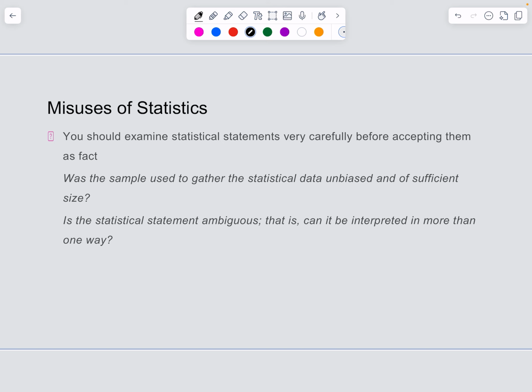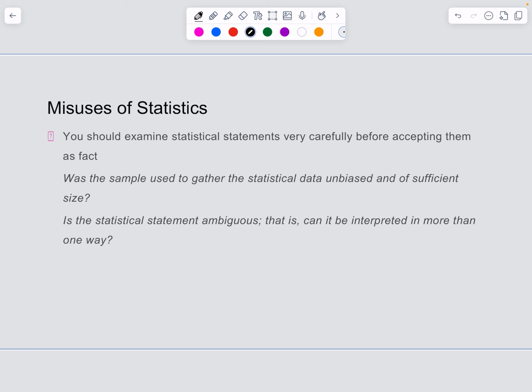Was the sample used to gather the statistical data unbiased and of sufficient size? You know, how many people were involved in this statistical statement? Did you only ask 5 people, or did you ask 1 million people? That would give me a better idea.